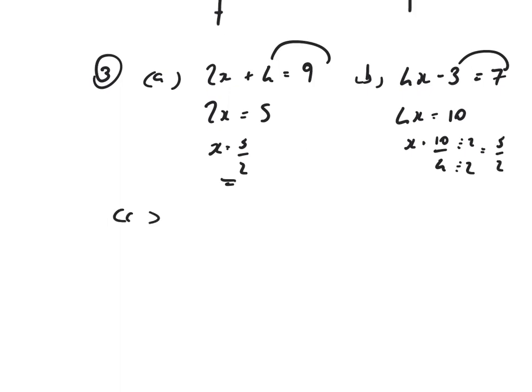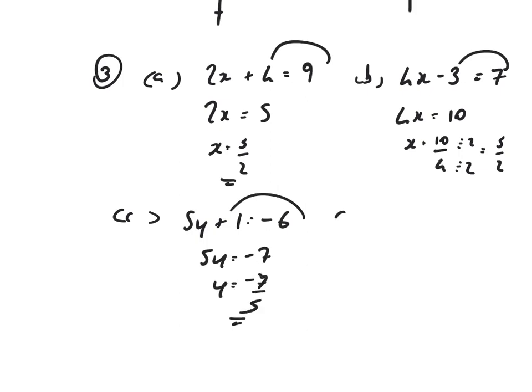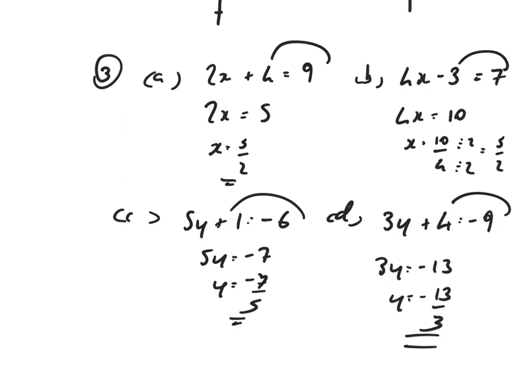Question C, I've got 5y plus 1 is equal to minus 6. So that will be 5y equals minus 6 minus 1 is minus 7, and y is equal to minus 7 over 5. Part D, 3y plus 4 equals minus 9. So 3y equals, bring that across, minus 13. Y is equal to minus 13 over 3.